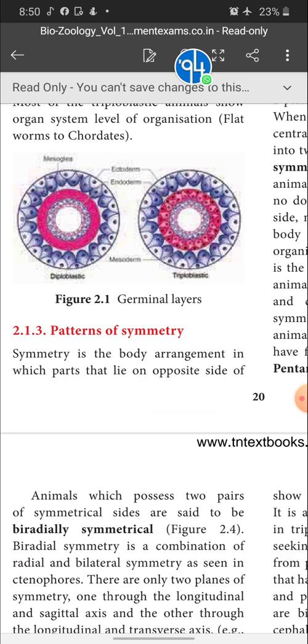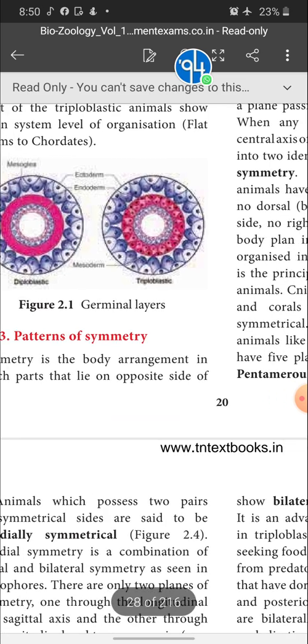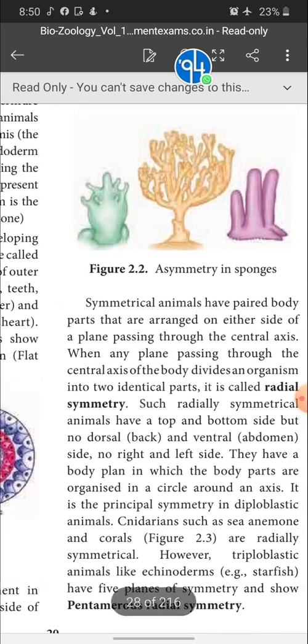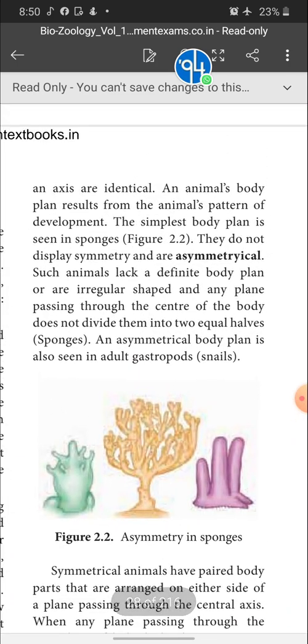Symmetry is the body arrangement in which parts that lie on opposite sides of an axis are identical. That is, the parts of the animal on the opposite sides of the central axis are identical. An animal's body plan results from the animal's pattern of development. Based on the animal's pattern of development, the animal's body plan will also be like that.